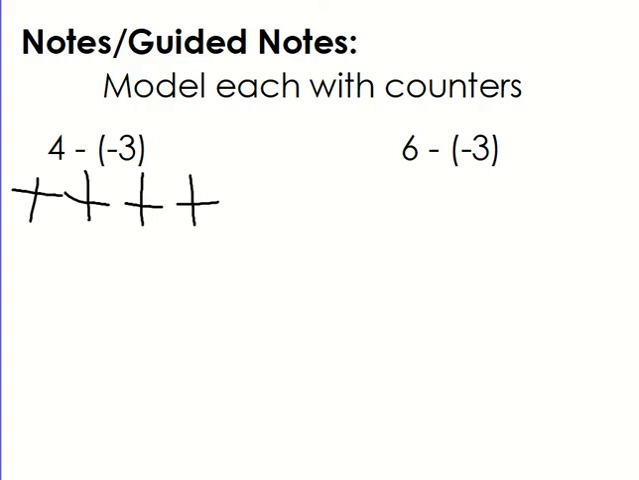Well, last lesson we talked about this thing called zero pairs. Remember, zero pairs are one positive and one negative that make 0. Well, if I add 0, will that really change anything? So if I go positive, negative, well, that's just 0. So this is 4 plus 0. Well, now I have a negative counter. I don't have 3, but I at least have 1.